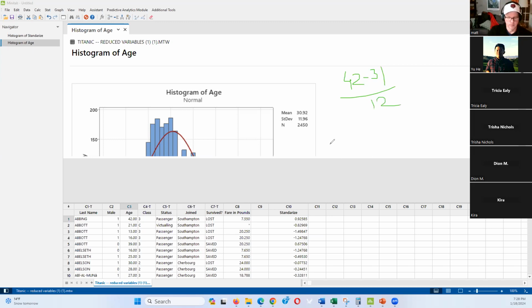So 11. This is mean, this is standard deviation. So this is z value. And this is 42 here, right here. So 11 divided by 12, which is coming almost point this value.